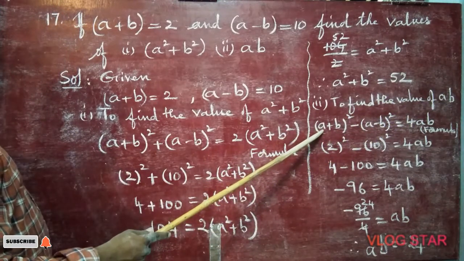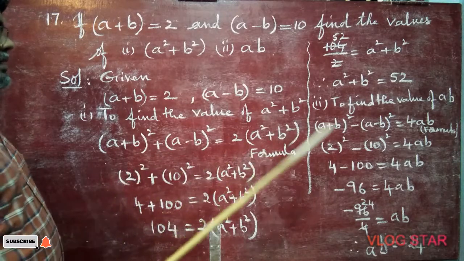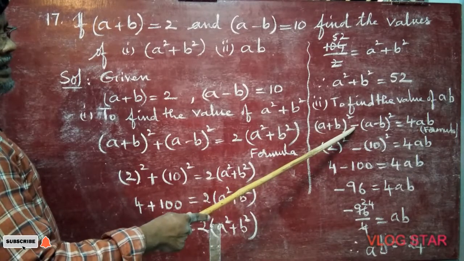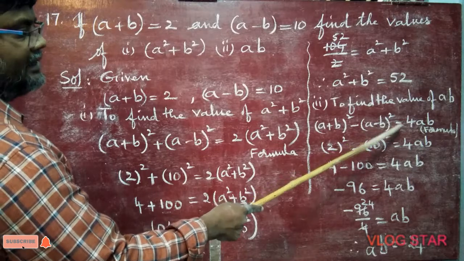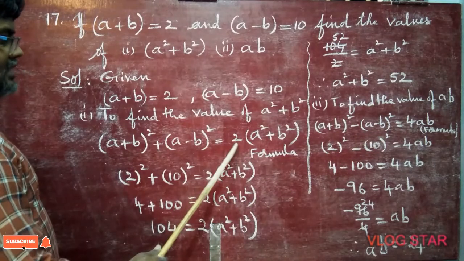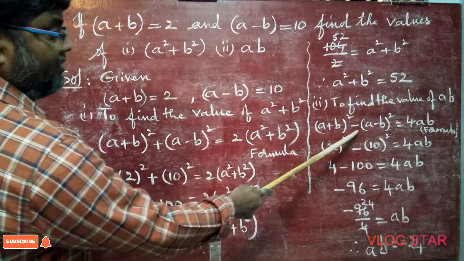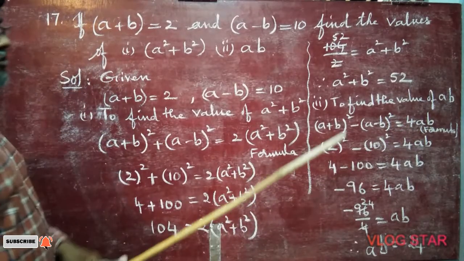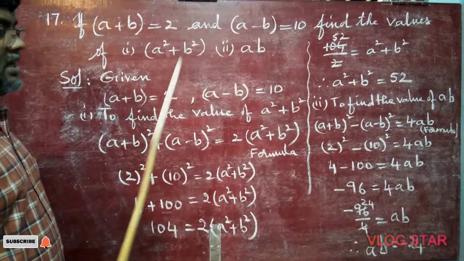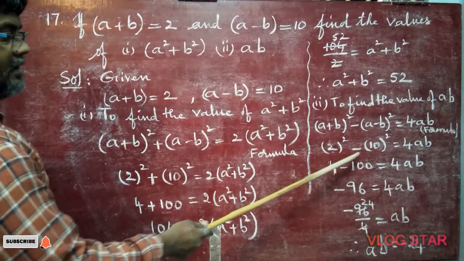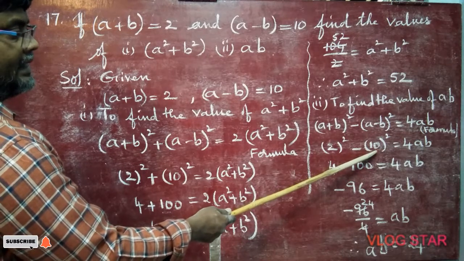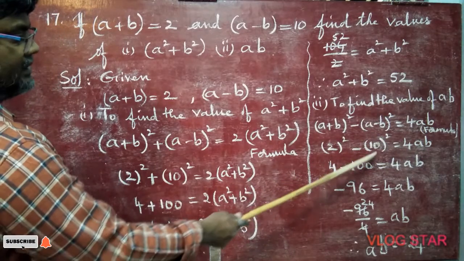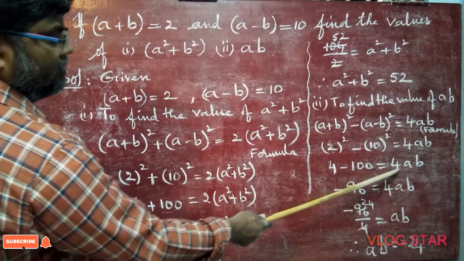Now the formula changes. Here we used plus, here comes minus: (a plus b) whole square minus (a minus b) whole square. The answer changes. When we subtract, the 2 into (a square plus b square) part cancels and it is equal to 4ab. Very important formula, keep it in mind. So 2 square minus 10 whole square is equal to 4ab. 2 2s are 4 minus 10 10s are 100 is equal to 4ab.